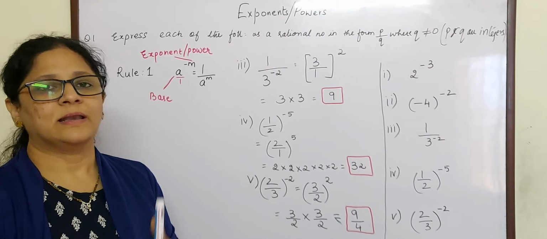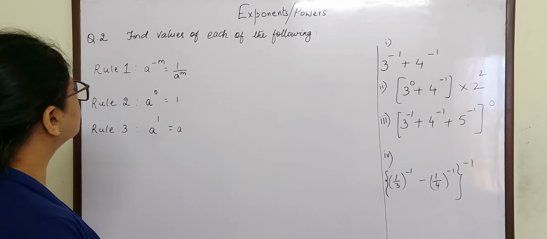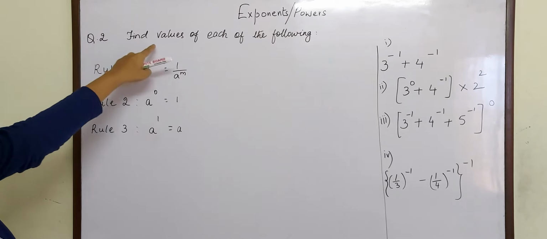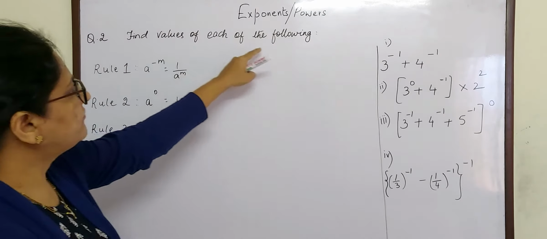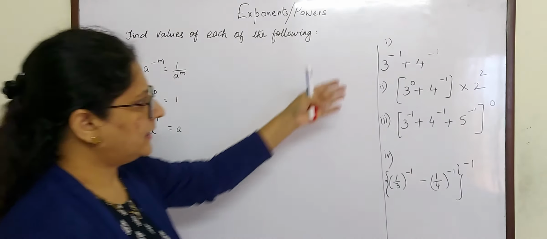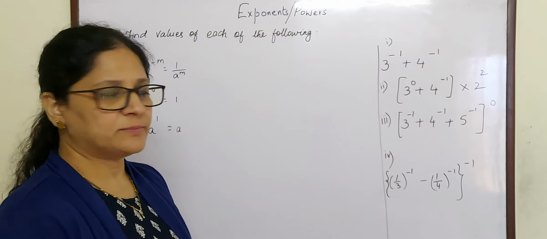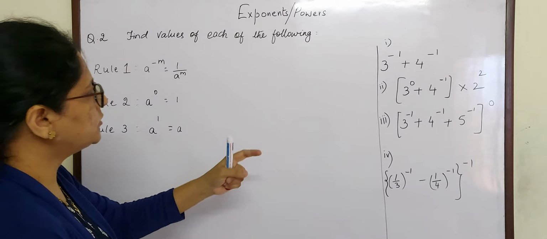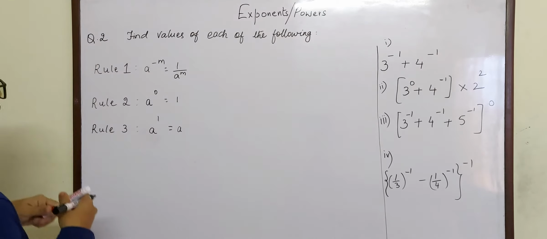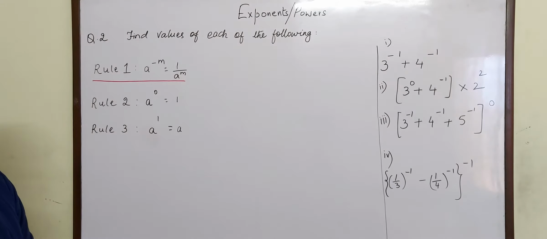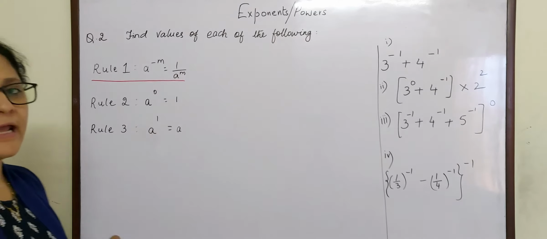Now we will do the next question. So children, our next question is find values of each of the following, and here there are 4 questions which I have written down, which we will be solving. Now as you know, we have already studied rule number 1 for the first question: a raised to minus m is equal to 1 by a raised to m.